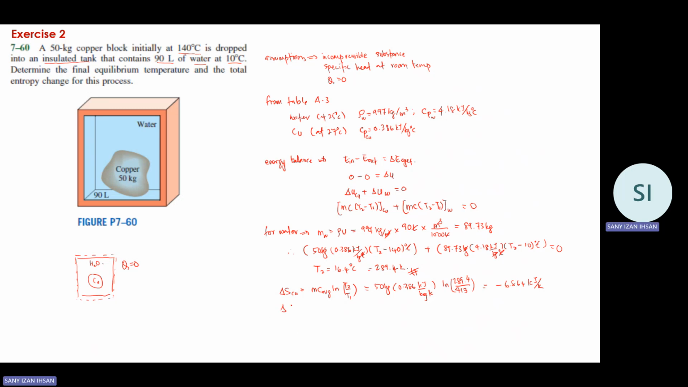And then the other one for water, again the same equation. So you have 89.73 kilogram multiplied by 4.18 kilojoule per kilogram Kelvin, and then natural log of final, which is the same, 289.4, divided by initial, 10 degrees Celsius, which is 283. If you calculate that, you will get 8.388 kilojoule per Kelvin.